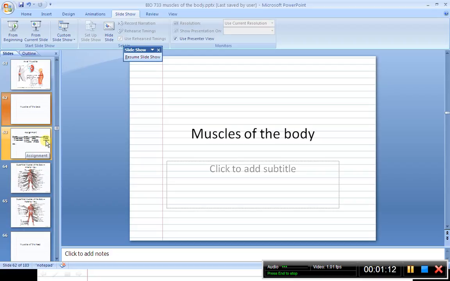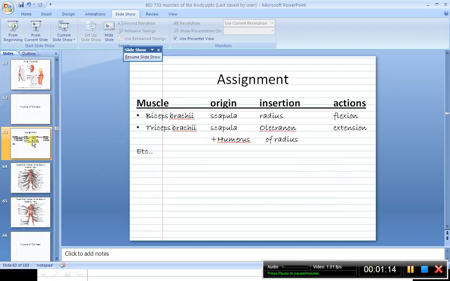So what I'm going to have you do for an assignment is you're going to take the piece of paper I told you needed to have, or the notebook that I told you to get, and you're going to write assignment on the top, make sure you put your name on it, and then you're going to put these 4 categories, just like in the picture. You're going to put the muscle, the origin, the insertion, and the action.